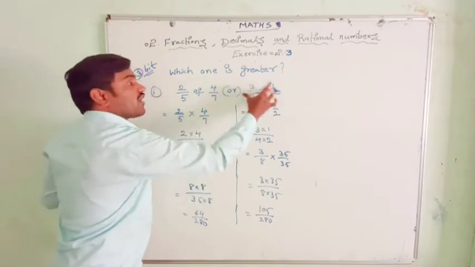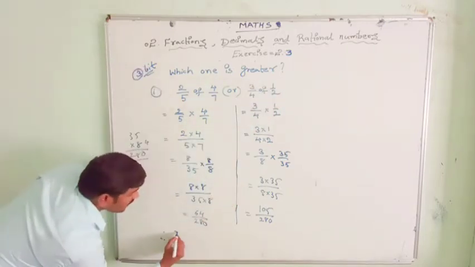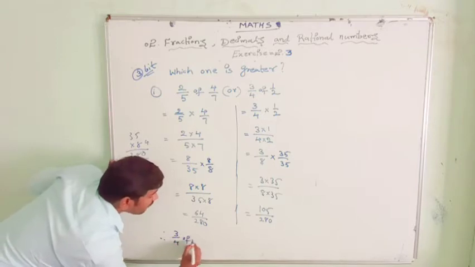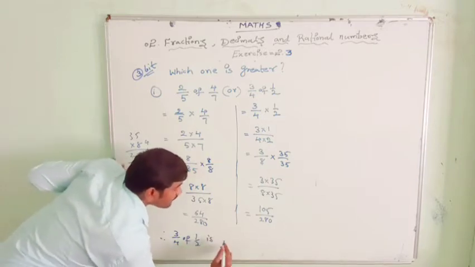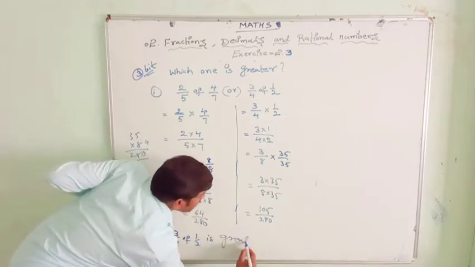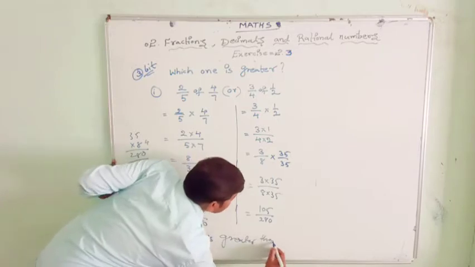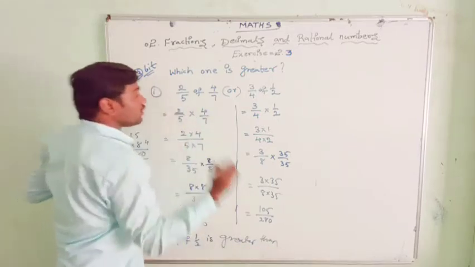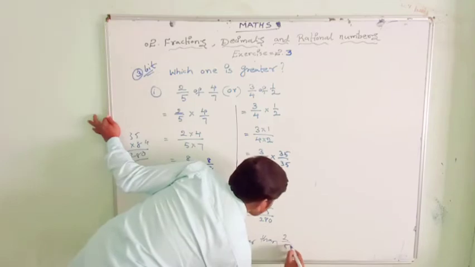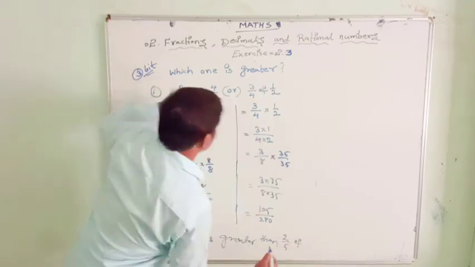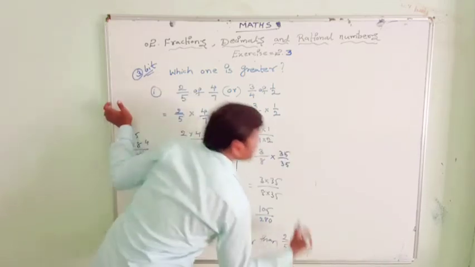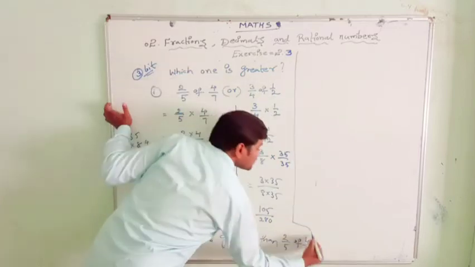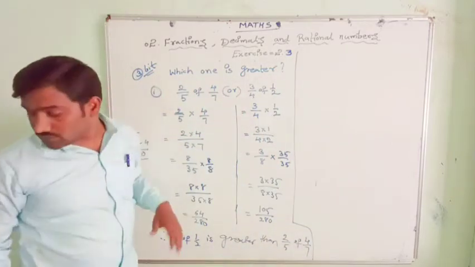Therefore 3 by 4 of 1 by 2 is greater than 2 by 5 of 4 by 7. I hope you understood this.